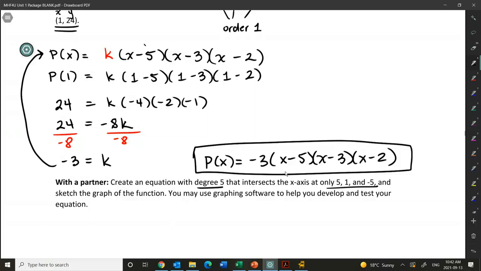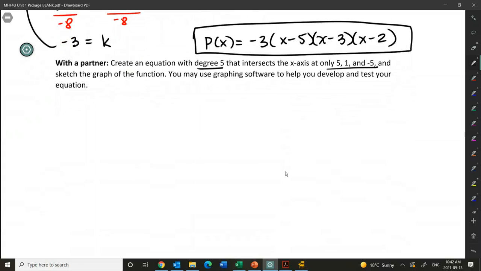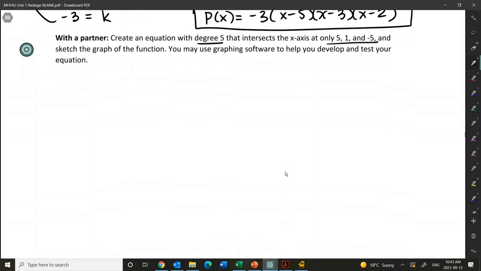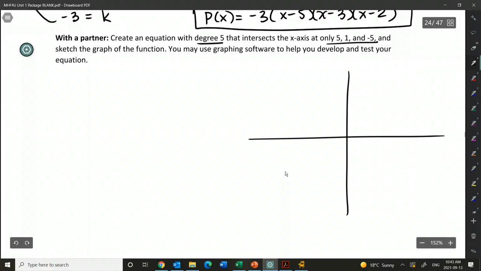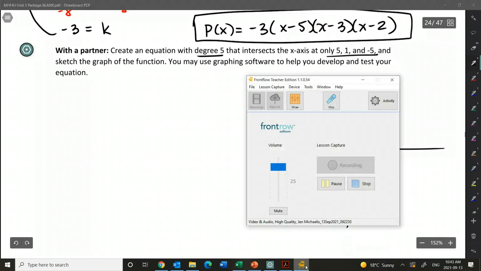Good question. Okay, if you would like to work with the person next to you, you can stay in your desk and just discuss. You are going to create a polynomial equation in factored form. It needs to be degree 5, but it only can cross the x-axis at these 3 values: 5, 1, and -5. Then you're going to create a general sketch of your function. So create the equation, create the general sketch. If you need to, you can also use graphing software to help you sort of test and develop your equation. I'm going to give you a couple minutes to do that, and then we'll talk about some options.